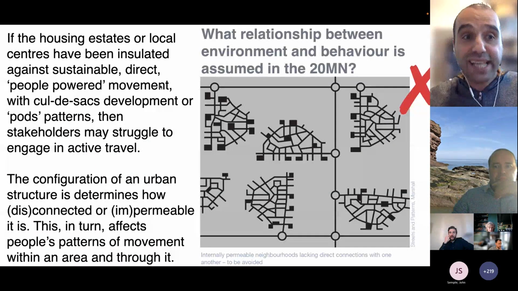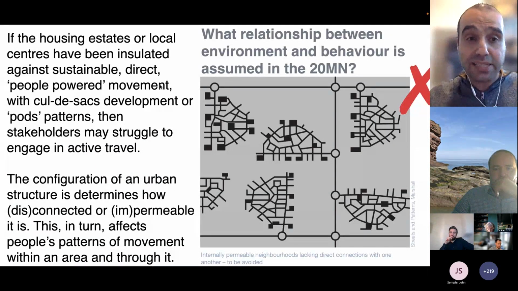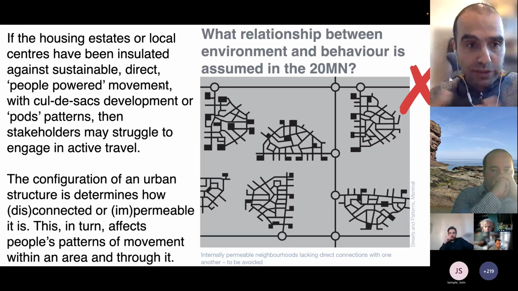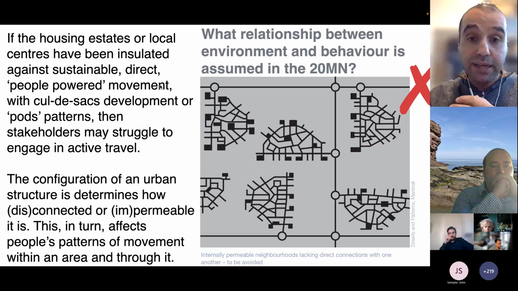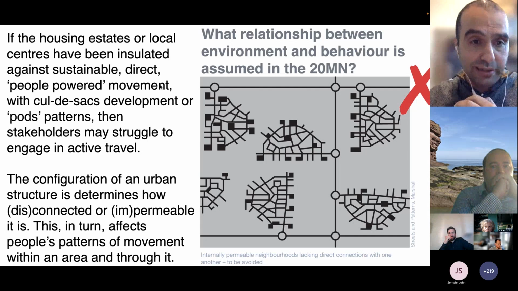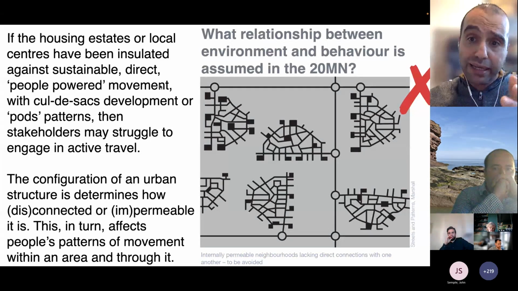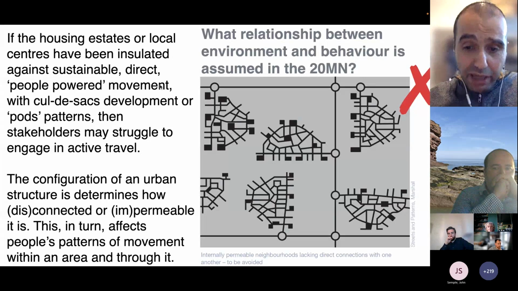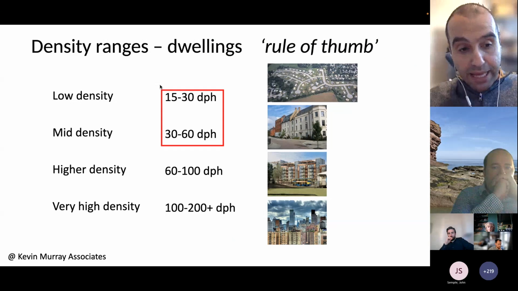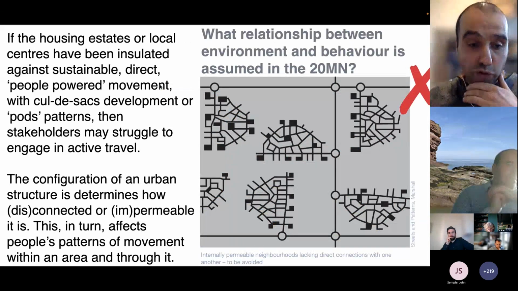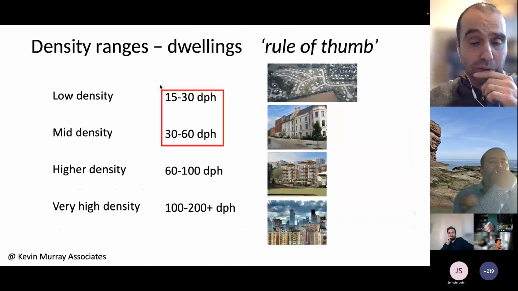So if the housing estate or a local center has been insulated against sustainable or direct people-powered movement with maybe cul-de-sacs or boots patterns, then really residents will struggle to engage in active travel. This is, to me, really very clear. The importance of behavior and urban configuration will really affect dramatically what I call people's behavior and patterns of movement within the area and throughout it.